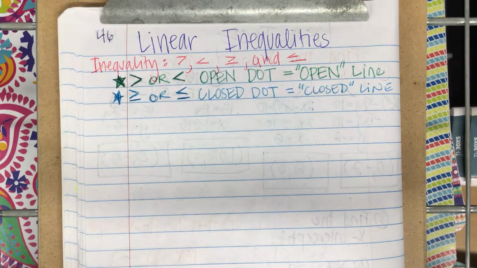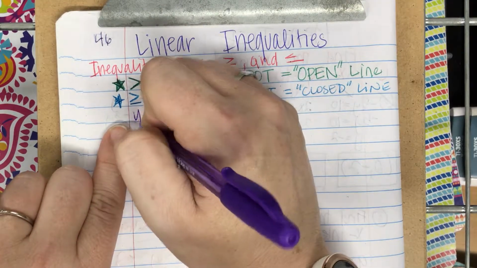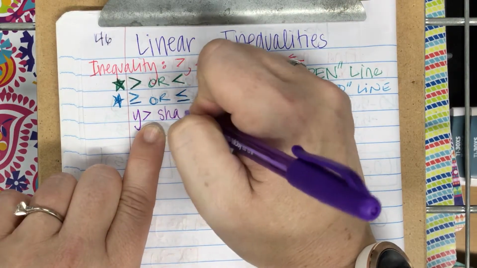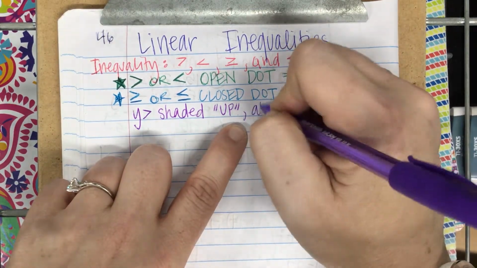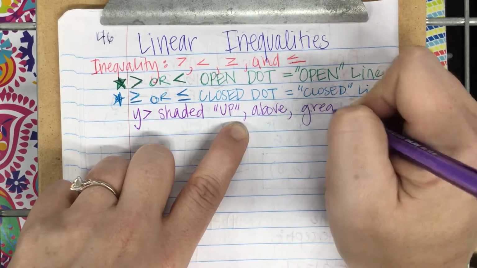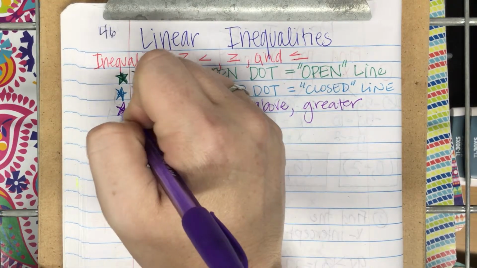And then, if you also remember, if the variable was greater, we shaded to the right, we shaded up. And if the variable was less than, we shaded to the left, we shaded down. So if y is greater, we shaded up, above, or greater, right? Any variable, yes.